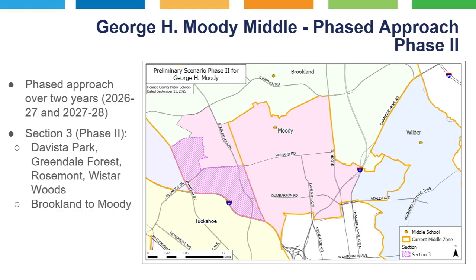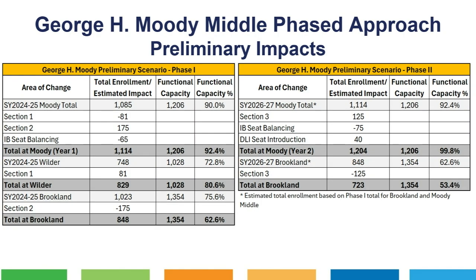For phase 2, this would see section 3 moving from Brooklyn to Moody. As you can see on the map, the phase 1 moves were already reflected in the new boundaries for Brooklyn, Moody, and Wilder. For this phased approach to this scenario, the net changes in enrollment and functional capacity are shown for Moody, Wilder, and Brooklyn, broken out by year.